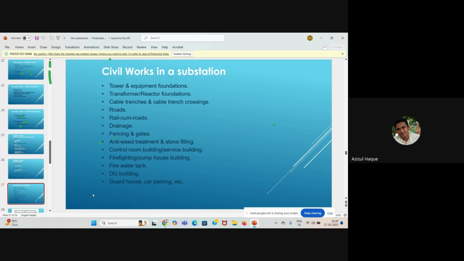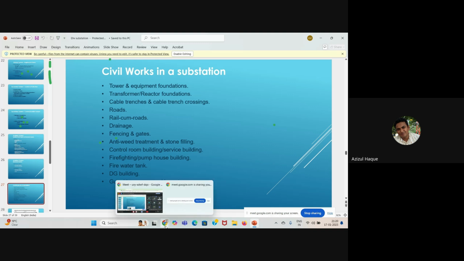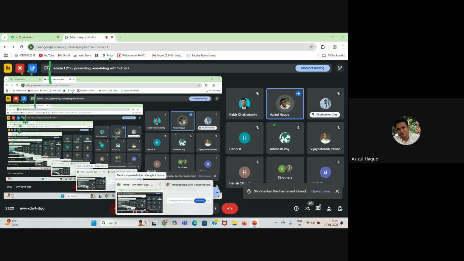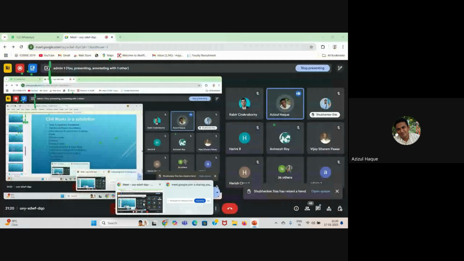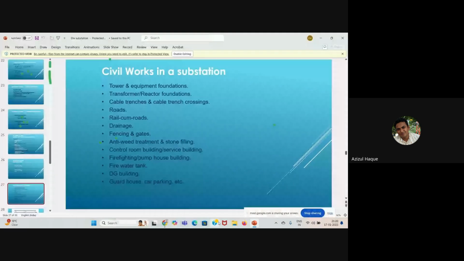Now comes civil work. Civil work, we know it is the basis of everything. Until and unless there is civil foundation, nothing can be erected. No equipment can be erected. So for all foundations, we need civil work. There are many civil works in a substation. Tower and equipment foundation, transformer, reactor foundation. For every equipment, there is a foundation. For running the cables, we need cable trench.